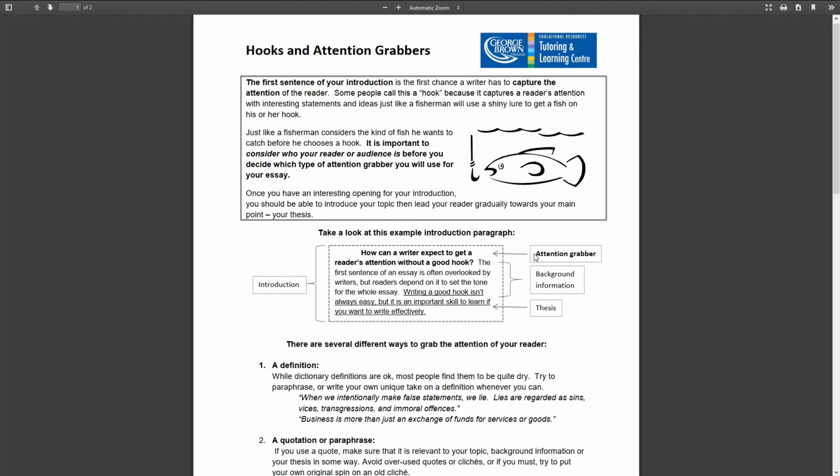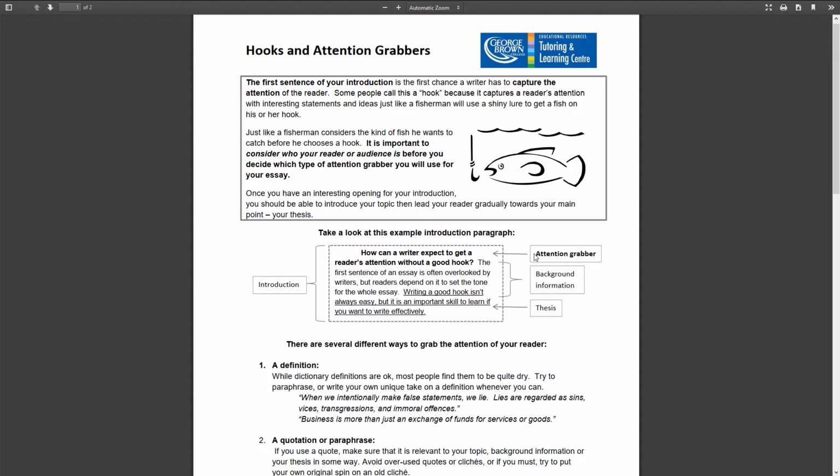Okay, seniors, yesterday the video I uploaded to YouTube had to do with writing your thesis statement. Today we are going to look at hooks and attention grabbers. So this is going to be the first sentence of your introduction.